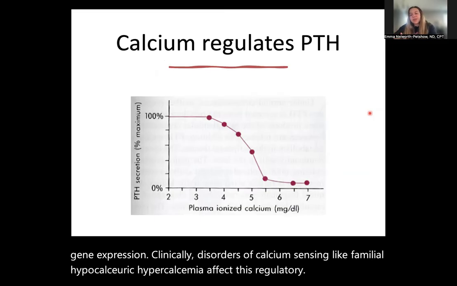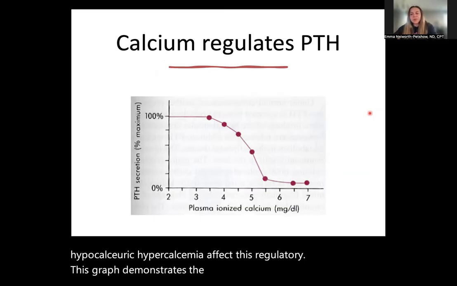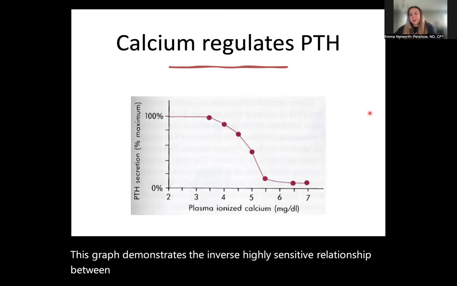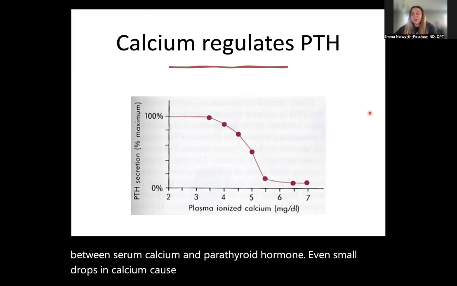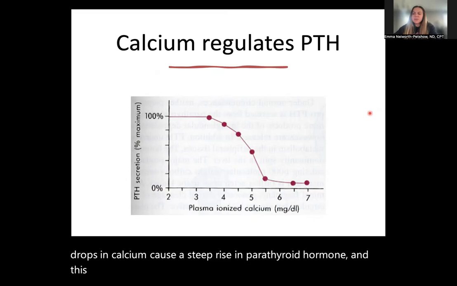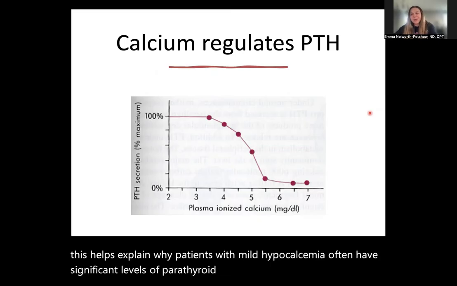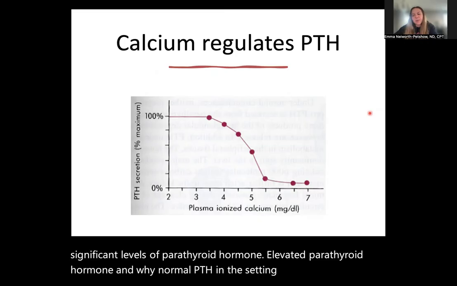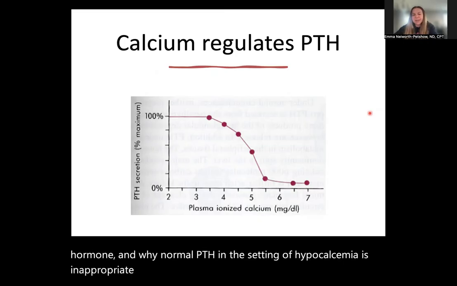This graph demonstrates the inverse, highly sensitive relationship between serum calcium and parathyroid hormone. Even small drops in calcium cause a steep rise in parathyroid hormone, and this helps explain why patients with mild hypocalcemia often have elevated parathyroid hormone, and why normal PTH in the setting of hypocalcemia is inappropriate and indicates hypoparathyroidism.